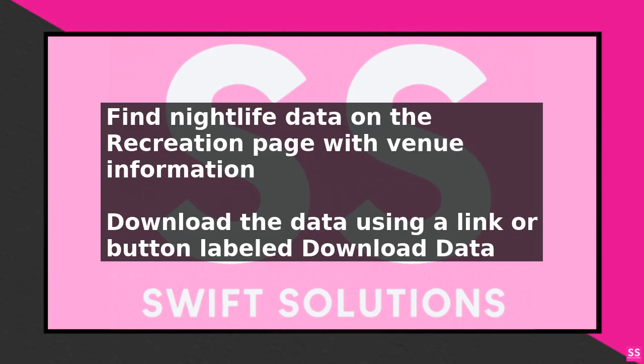If you are unable to find a download link, you can also try using the website's data export tool. This tool allows you to select specific data points and export them to a spreadsheet. To use the data export tool, click on the Data Export tab and select the nightlife data points you are interested in. Then, choose a file format, such as CSV or Excel, and click the Export button.